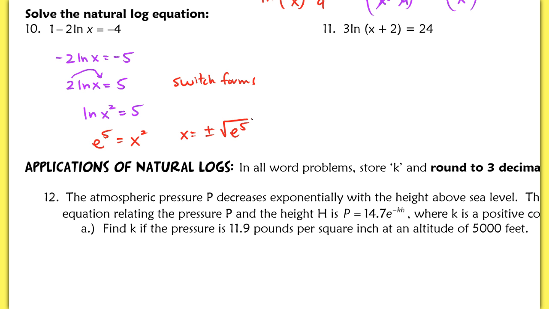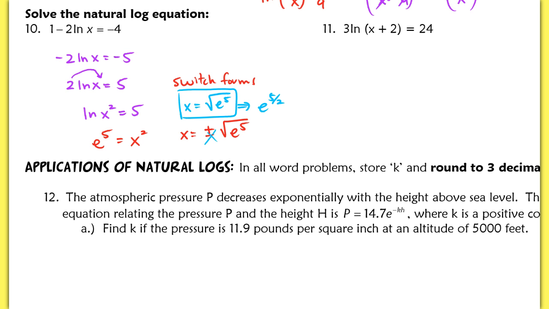Now I need to check to make sure that I would have a positive argument here. So because the negative would cause a negative argument, I need to throw that one out. So let's toss out that one. So x here is going to equal positive square root of e to the 5th, which you can also write as e to the 5/2. Either one would be totally acceptable.